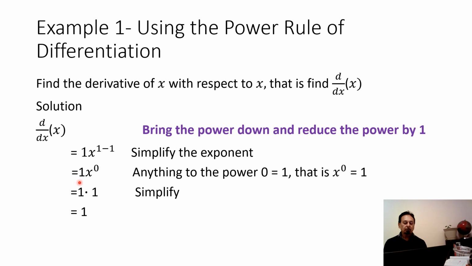So you will have 1 times x to the 0. And x to the 0 is 1. So 1 times 1 is 1. Therefore, the derivative of x is 1.